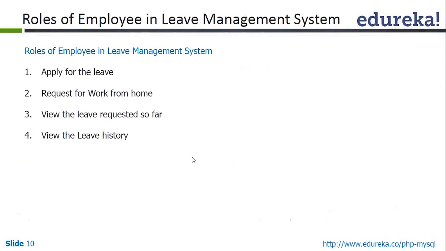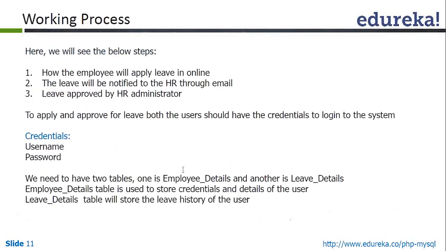Now, what the employee can do is apply for leave, request work from home, view the leave requested so far, and view the leave history. Okay, the working process. Since you are well aware of how an online leave application system works, I will take you to the application page and the code so that you will understand it in more detail.